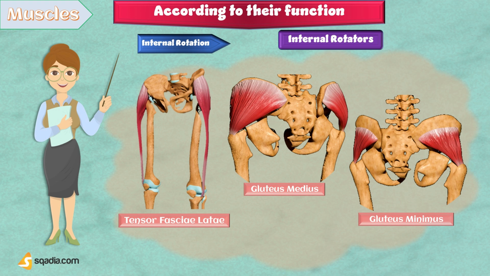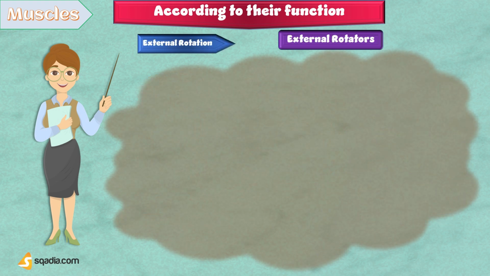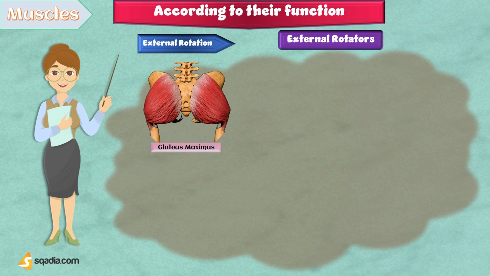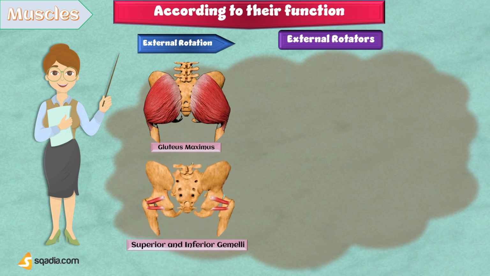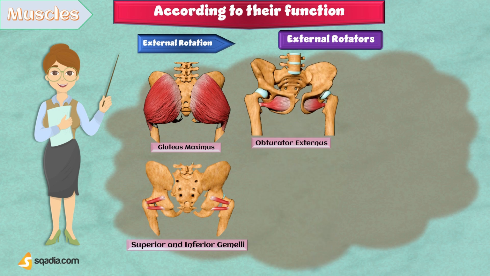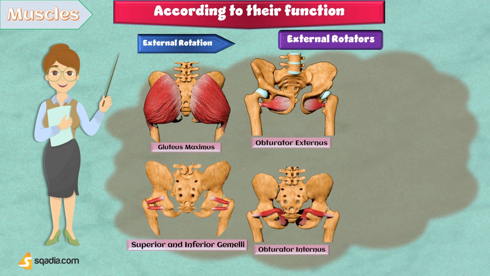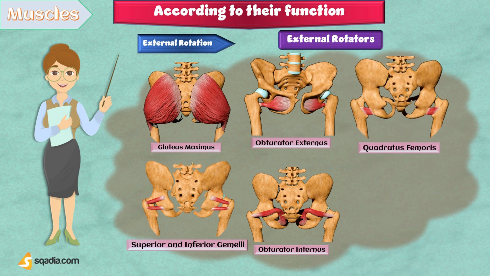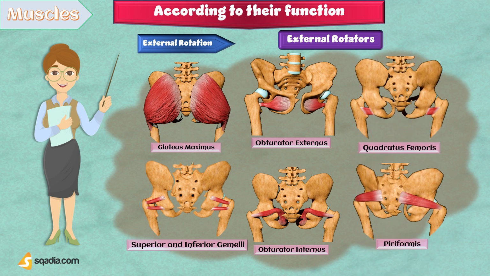Lastly, the external rotators of the hip joint are gluteus maximus, superior and inferior gemelli, obturator externus, obturator internus, quadratus femoris, piriformis. Knowing how many muscles surround the hip joint makes it clear that these muscles require nerve and blood vessel supply.